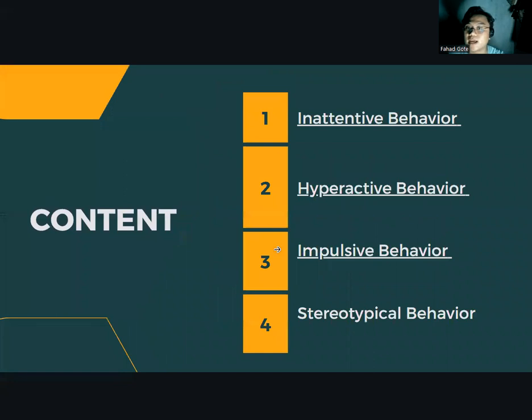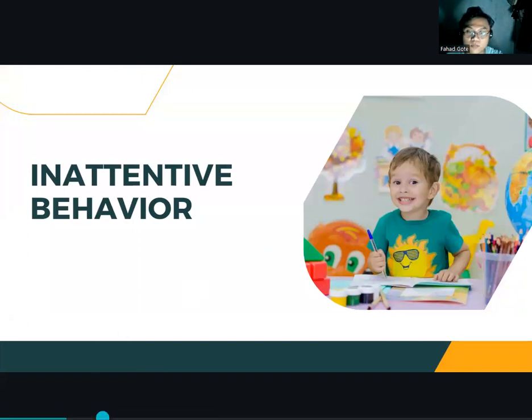First, we'll be talking about the inattentive behavior, the causes and incidents of inattentive behavior, and the interventions for inattentive behavior. Hyperactive behavior, the causes and the incidents of hyperactive behavior, and the interventions for hyperactive behavior. The impulsive behavior, the causes and incidents of impulsive behavior, and also the interventions for impulsive behavior. And the last is the stereotypical behavior, the causes and antecedents of stereotypical behavior, and also the interventions for stereotypical behavior. So first, we were talking about the inattentive behavior.